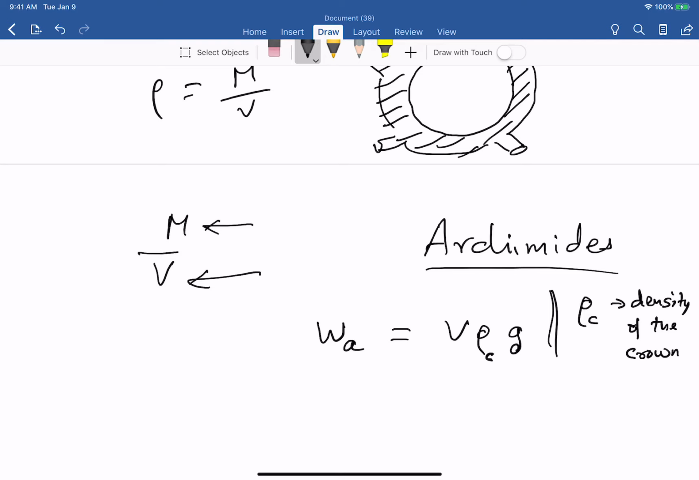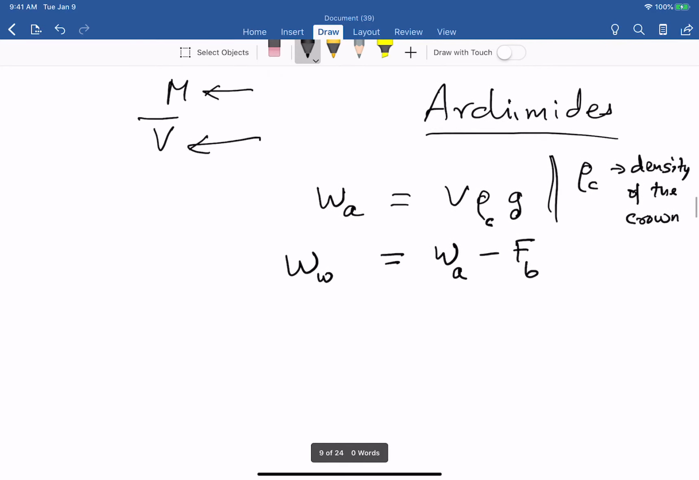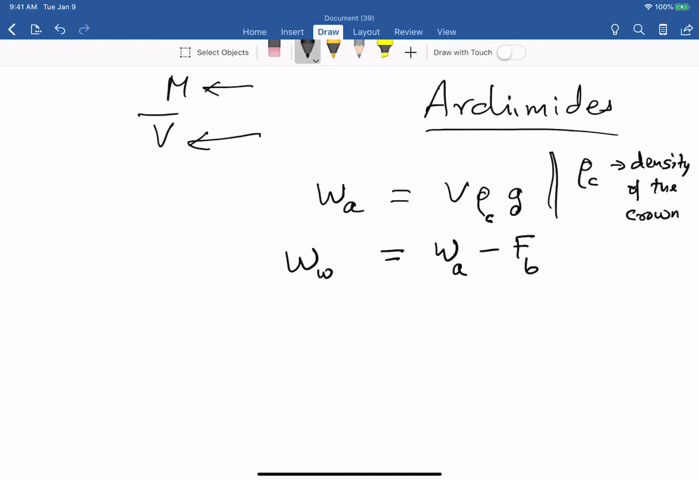Now suppose you weigh the crown in water. So this is weight in water, a terrible notation, but okay. Weight in water is going to be less than the weight in air. Why? Because there is a buoyant force, right? So the weight in water would just be the weight in air minus the buoyant force. From the second equation, you can rewrite and write weight in air minus weight in water is equal to the buoyant force.